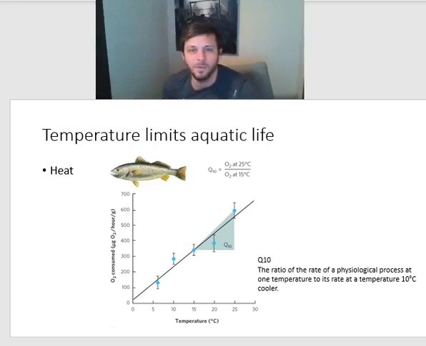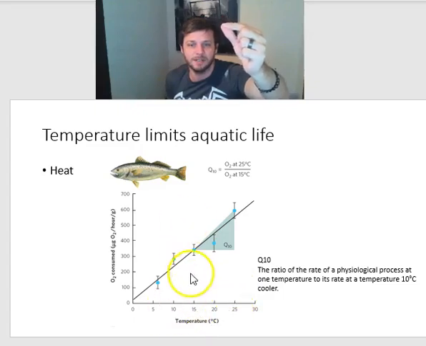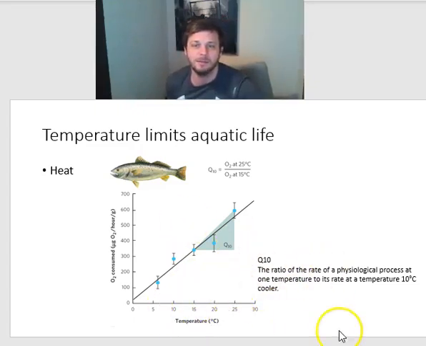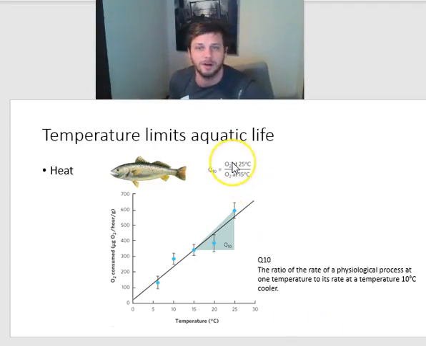And we have a measure of how much a 10 degree change will influence an organism's function. You'll pick some certain physiological function, whatever it is, and you'll measure it at, in this case, 25, and then you measure it again at 15, and you get this number called the Q10 ratio. So your Q10 is going to be whatever that physiological process is, the ratio at the two different temperatures with the hotter temperature on top.